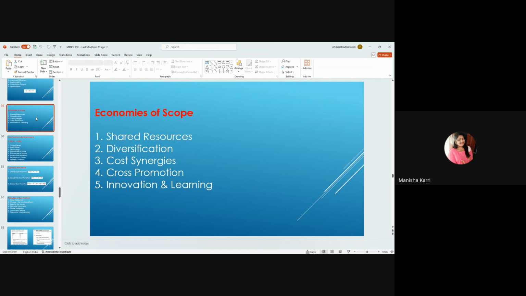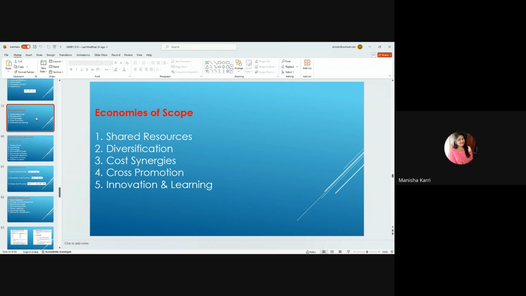Another one is cost synergies, meaning different products might share common processes or components. Generally, it leads to cost savings in production, marketing, or distribution. Say, for example, a dairy company can produce milk, cheese, and yogurt by using the same milk and the same milk processing facilities. This is nothing but cost synergies. It is the best example of cost synergies.